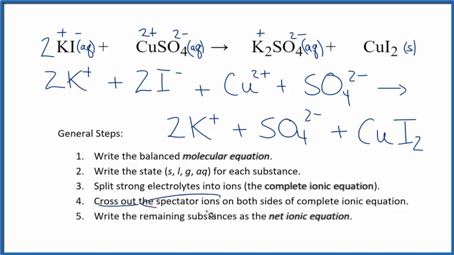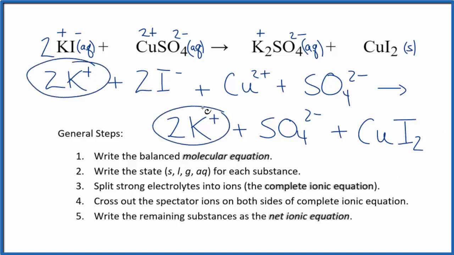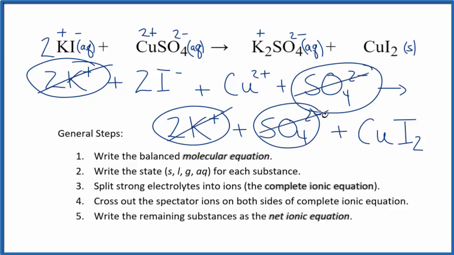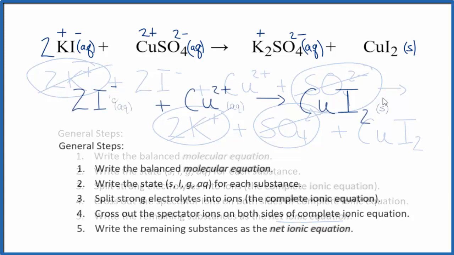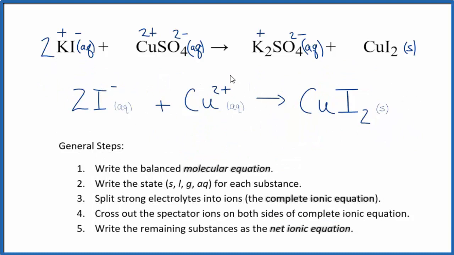Now we can cross out spectator ions. They're on both sides of the complete ionic equation. They haven't changed, so we're really not interested in them. So in the reactants, we have 2 potassium ions. In the products, we also have 2 potassium ions. Let's cross those out. We have a sulfate ion, and again in the products, sulfate ion, cross that out. But what's left, that's the net ionic equation for KI plus CuSO4. I'll clean it up and write the states in, and we'll have our net ionic equation. And this is the net ionic equation for potassium iodide plus copper(II) sulfate.